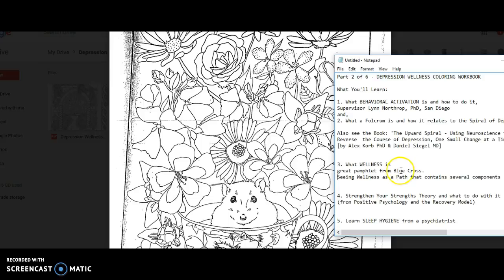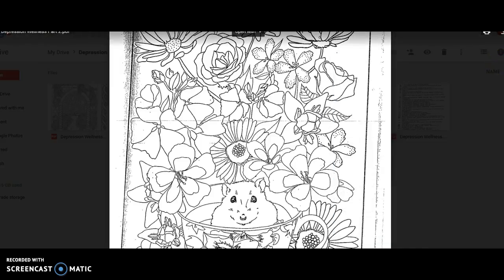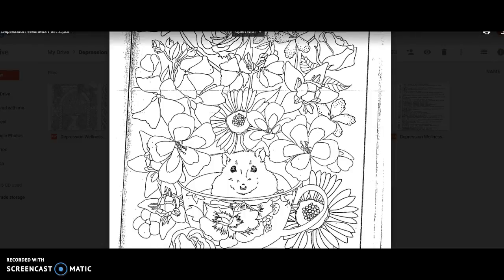We're going to look at what wellness is in general. Since we're talking about wellness, I wanted a good definition in there. And then we're going to look at our strengths, how to strengthen them, and that comes from both positive psychology, which is an actual branch in psychology, and the recovery model, which is being used in mental health. And then learn some sleep hygiene from a psychiatrist. So here we go. First, I started off with a little picture to color and relax as we go into the new section.